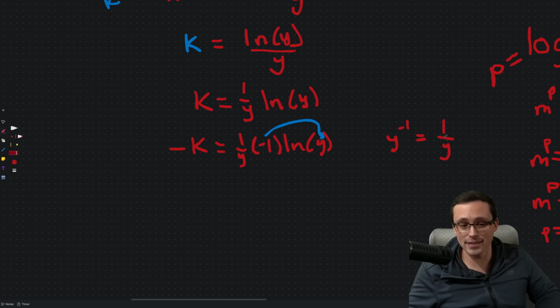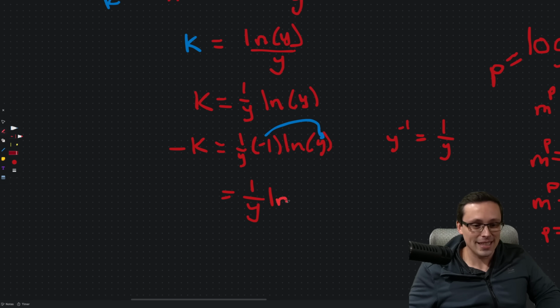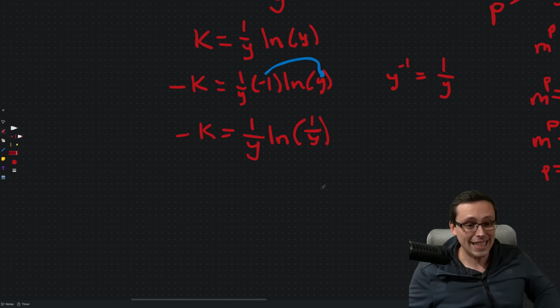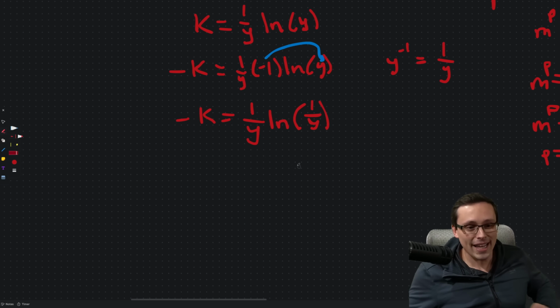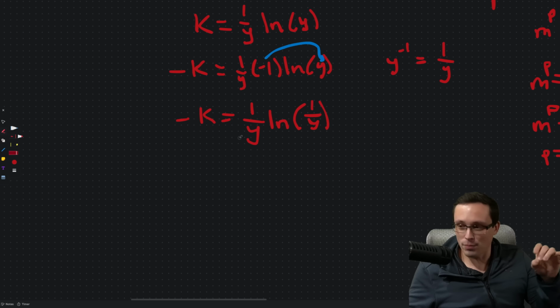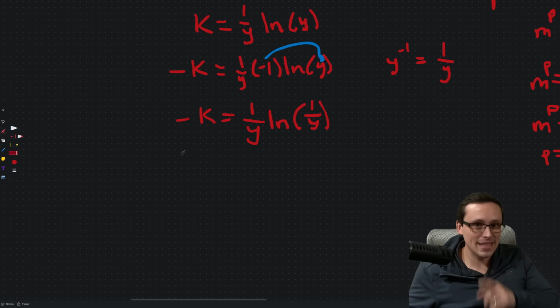And the reason I wanted to do that is so it matches this thing. So we now have 1 over y times the natural log of 1 over y. And the other side is just negative k, because we had to multiply by a -1 in order to get here. Now, why am I doing this? The reason is I wanted these to match, and I'm also hopeful that we can get into a format that I know how to deal with.